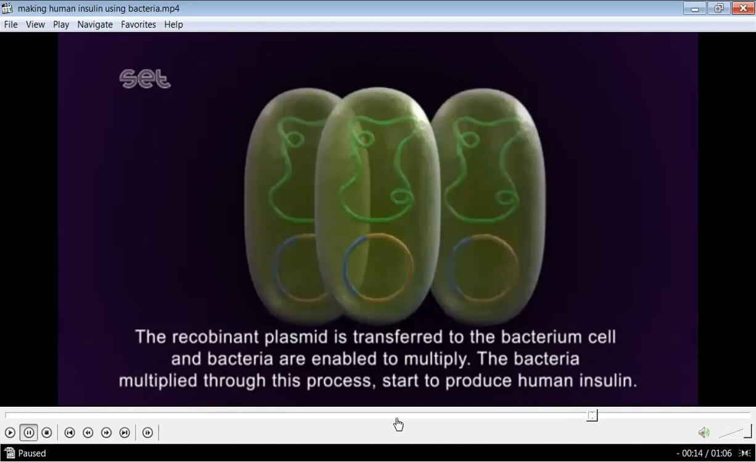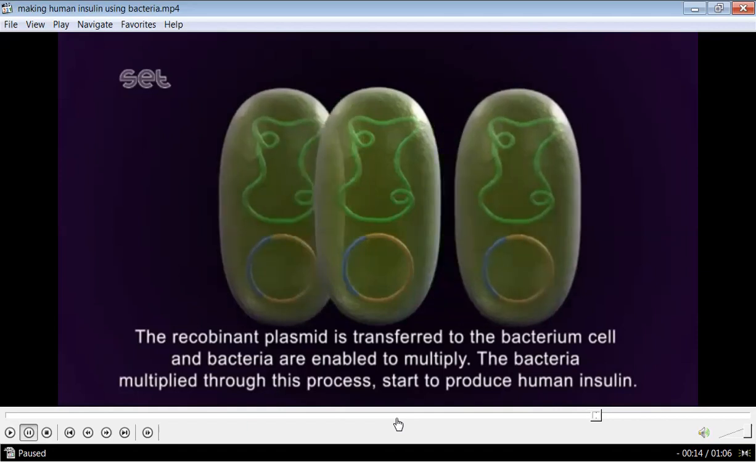Now, see, it split. The recombinant plasmid is transferred to the bacterium cell, and the bacteria are enabled to multiply. When they start to multiply, each new cell has a copy, see? They have the same plasmids, the blue and the orange one, all of them, because they keep copying their genes and multiply.